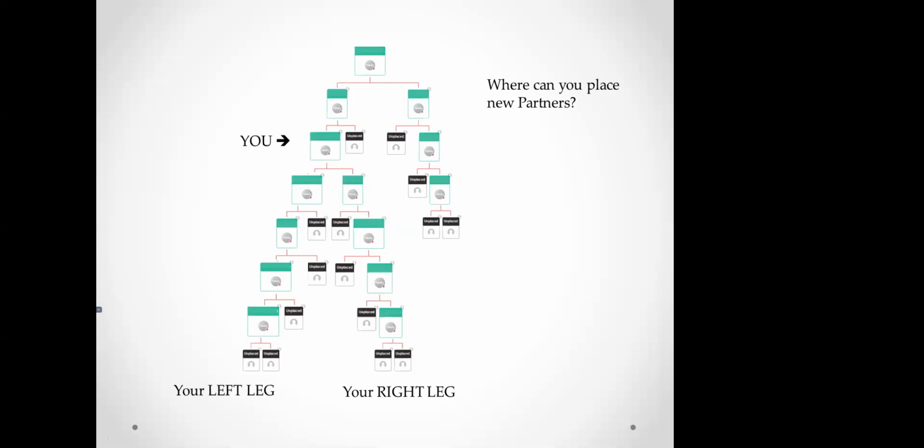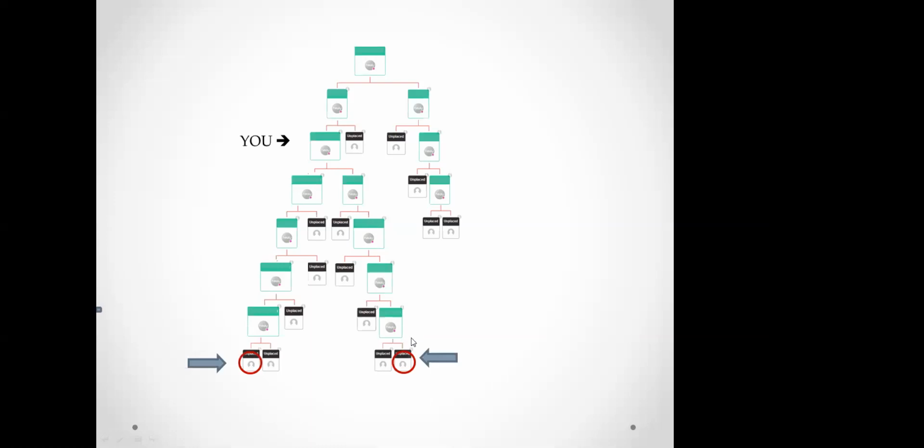So if this is you, where can you place new partners? If this is your left leg and your right leg, and there are 4 open spots at the bottom, they will go to the outside, right and left. So in your back office, if you're placing Martha again, and you keep saying to the left and say place now, that's where Martha would be.